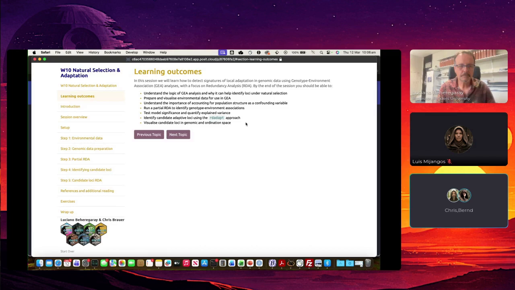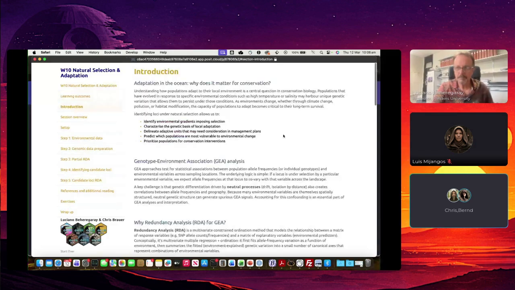So basically, we're just going to be running a genotype environment association analysis, and like Luciano said, focusing on redundancy analysis. Again, a lot of this was covered really well by Luciano, so I think the main part in this section is just thinking about what it is that you're doing in your study, and why you might want to run a genotype environment analysis.